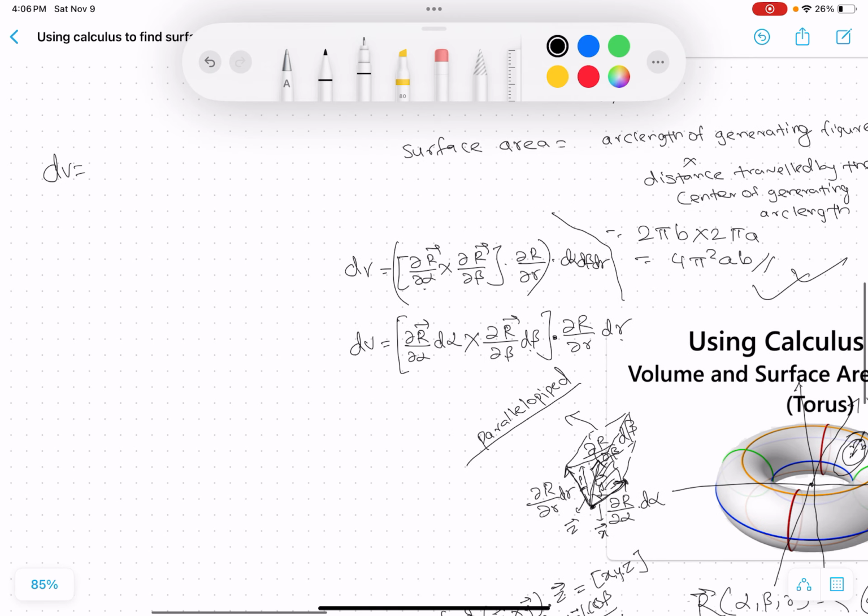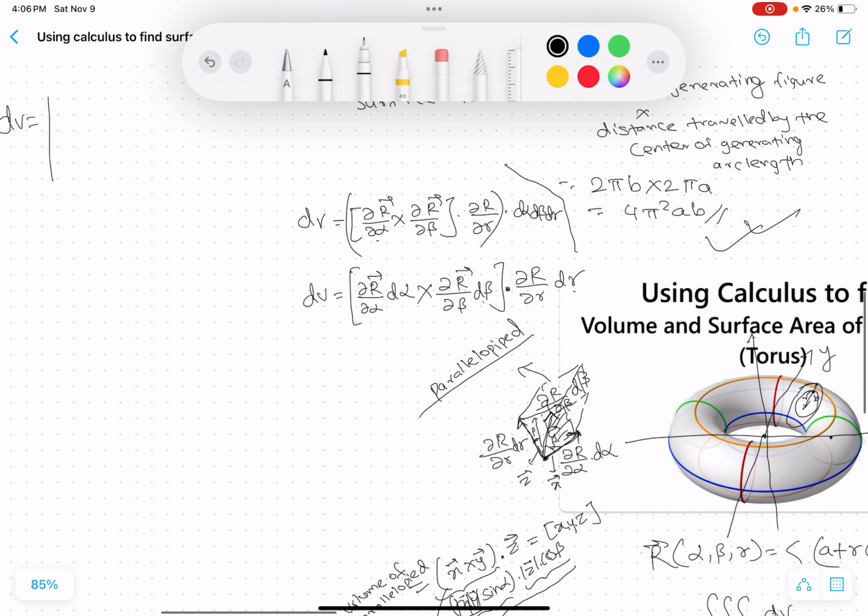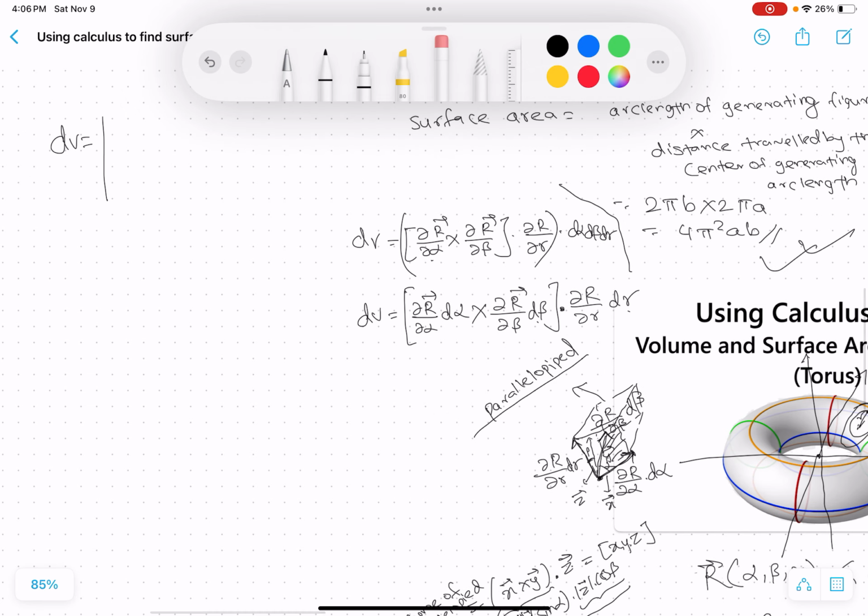So let's say this vector will have the components, the change in r due to change in alpha, right? Since r also consists of, okay, we'll do it later on. We will not derive the formula right now. Okay guys, we'll just do it later on.